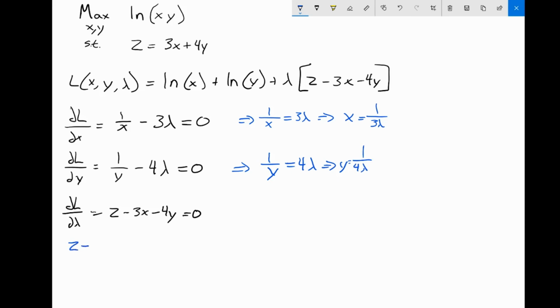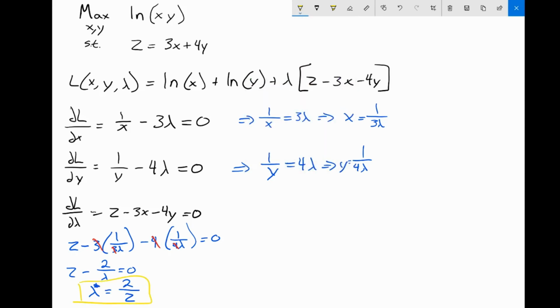So we'll get z minus 3 times 1 over 3 lambda minus 4 times 1 over 4 lambda, equals 0. 3's cancel out, 4's cancel out. We get z minus 2 over lambda equals 0. We solve that for lambda, and we're going to get the same thing as before. We get 2 over z. This is a function only of parameters, so we see that that's final. We have our final answer for lambda.